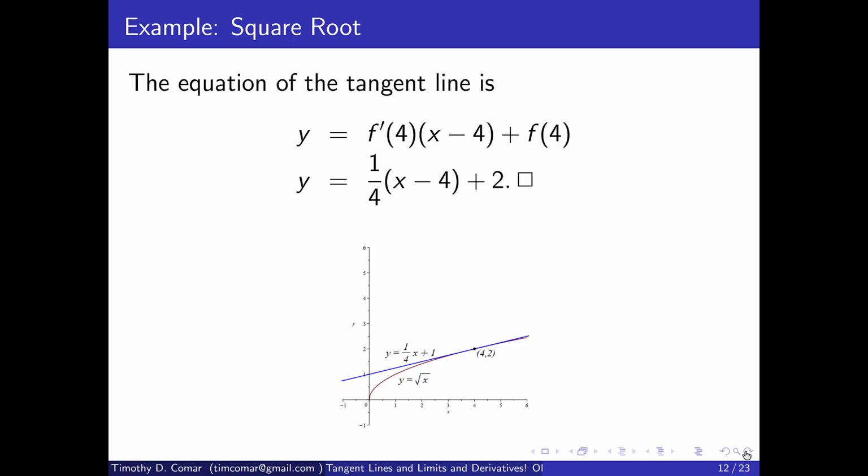So now the equation of our tangent line can be written down, first generally here: f prime of 4 times x minus 4 plus f of 4. But here the slope was 1/4, and the point again is (4, 2). And yes, it has been simplified down in this version of the picture down here. We see the red square root curve, we see the blue tangent line at the point (4, 2).